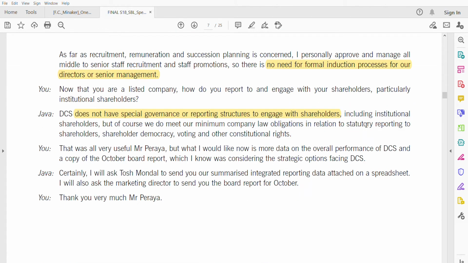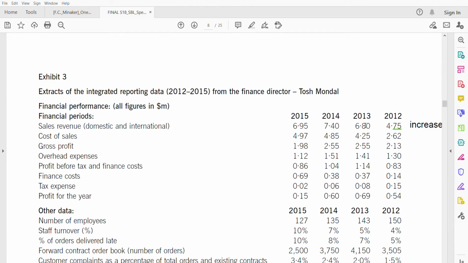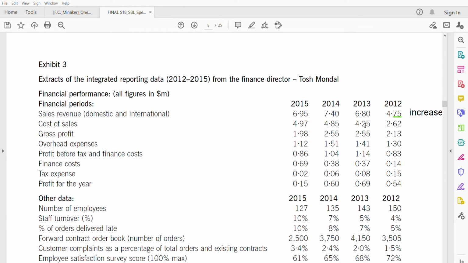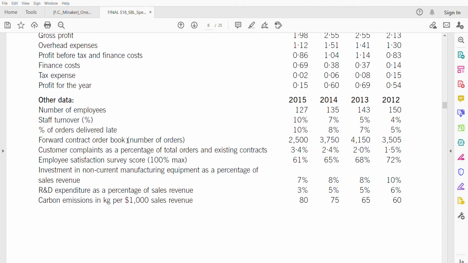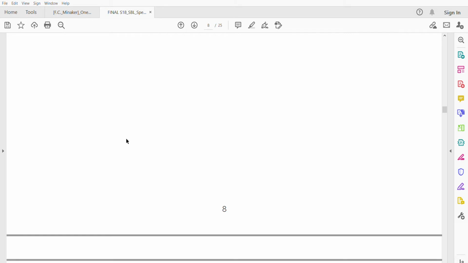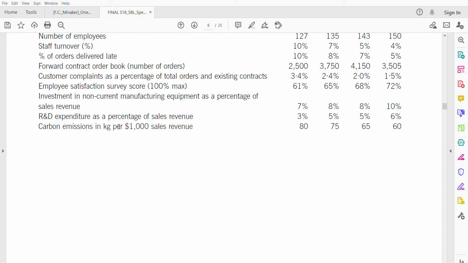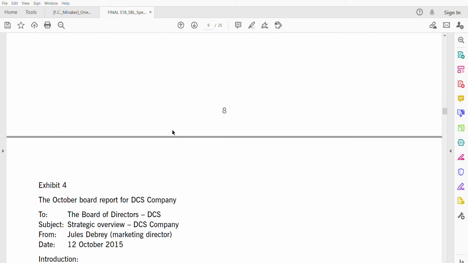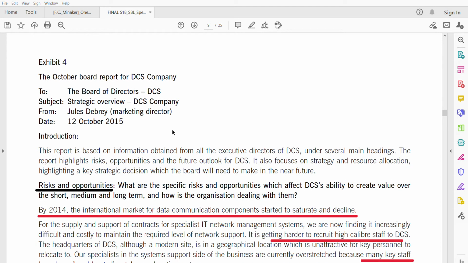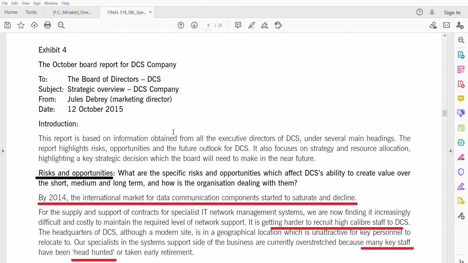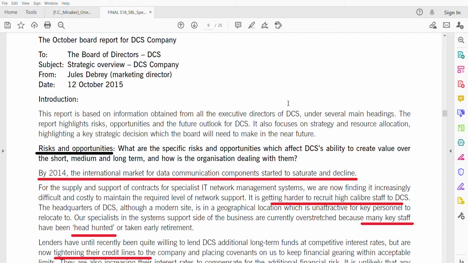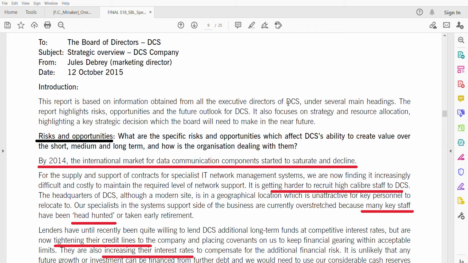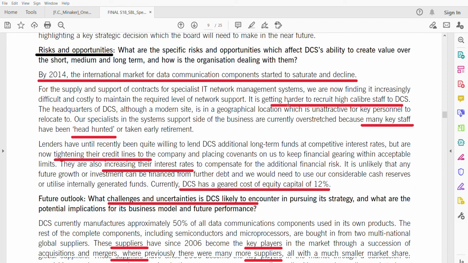Okay, so now let's go to exhibit 3. Exhibit 3 you don't need for part I, but for the second part you need it, right? But since it's finance, it's numbers, you might use some of the information from here. So exhibit 4, strategic overview of DCS company, right? You need this. Clearly it said that you need exhibit 4. So exhibits 1 and 4 you need.